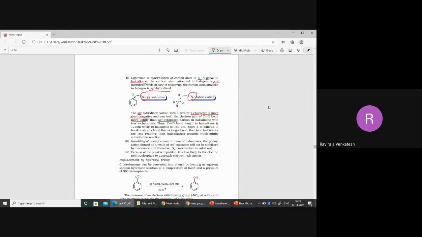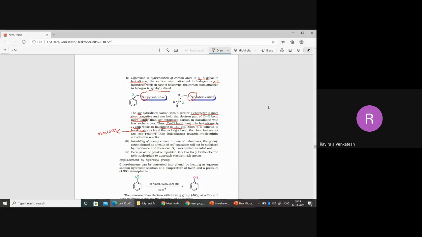Because of this, what happened? The C-Cl bond length in haloalkanes is 177 picometer, whereas in haloarenes it is 169 picometer. So it is a shorter bond length. Where do you have the shorter bond length? In haloarenes.